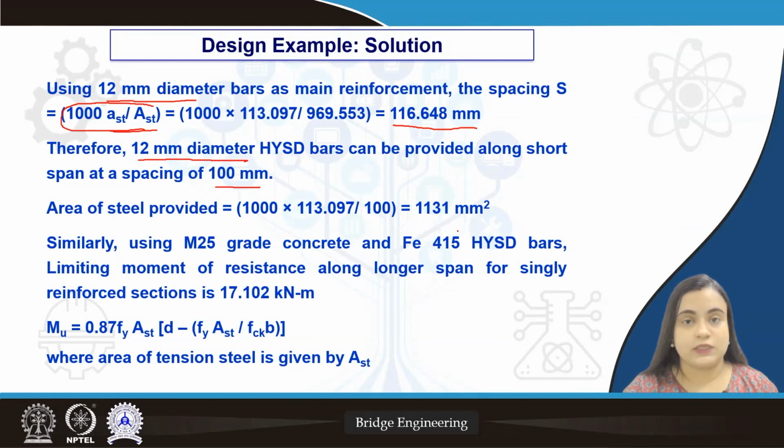So that is what is done here, and that gives us 1131 millimeter square as the area of the steel provided. Similarly, if we use M25 grade concrete and Fe415 HYSD bars, we can determine the area of the steel required by using the same expression for the bending moment in the long span direction.